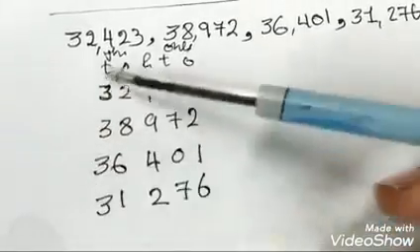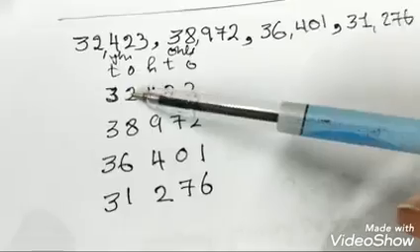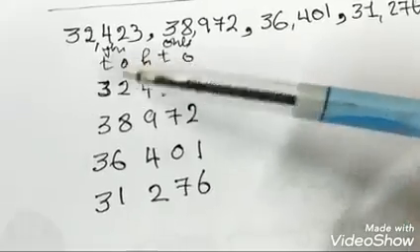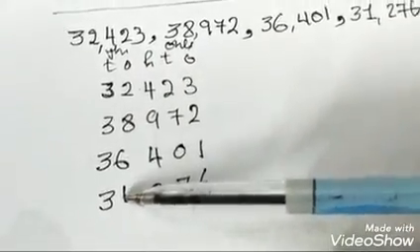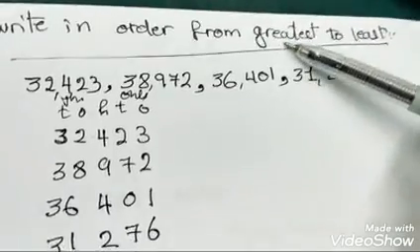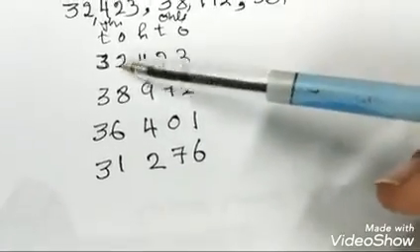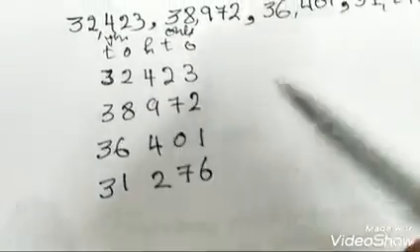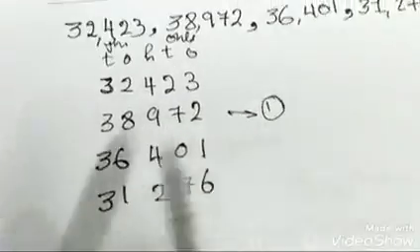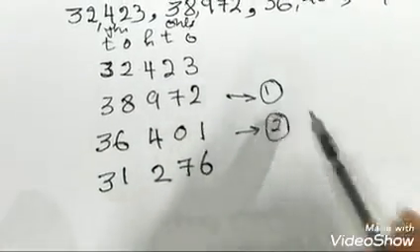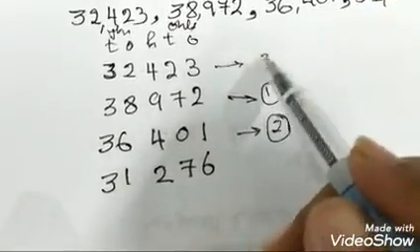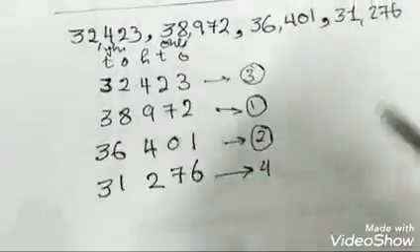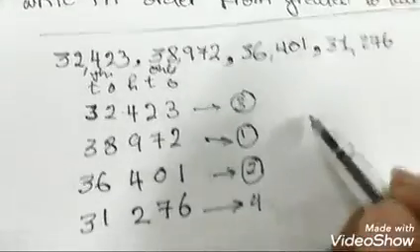3, 3, 3, 3, all same, so I have to look at the right side of this digit. It's the thousands place only: 2, 8, 6 and 1. Here I have to order it from the greatest to least, so I have to compare between these numbers from greatest to least. The greatest is 8, this is the first, then the 6, second, then 2, this is the third, then 1, this is the fourth.